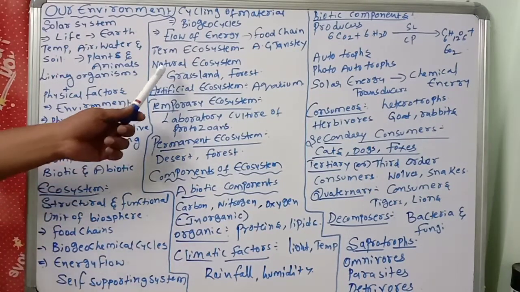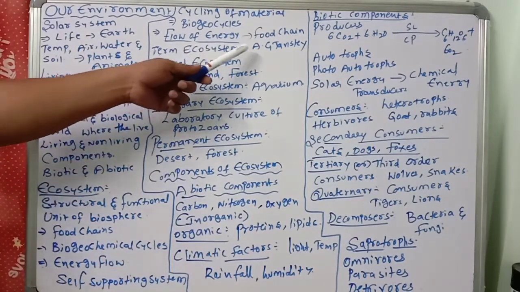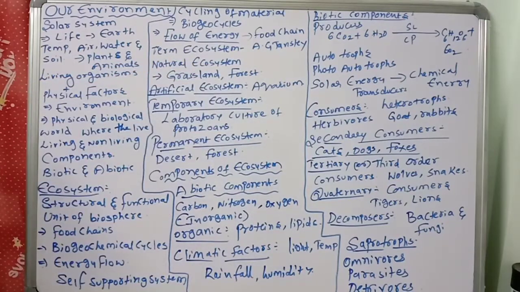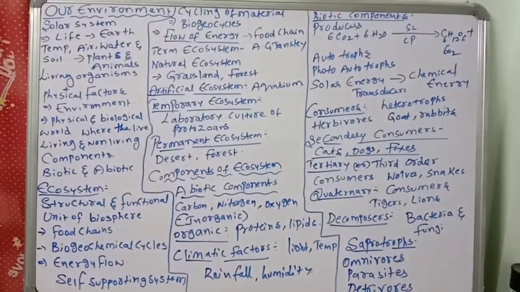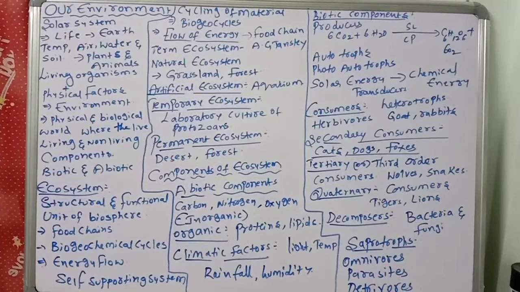Who first gave the term ecosystem? The term ecosystem was given by A.G. Tansley. Very, very important. Living and non-living together form the ecosystem. These are very important concepts, and you have to remember them.